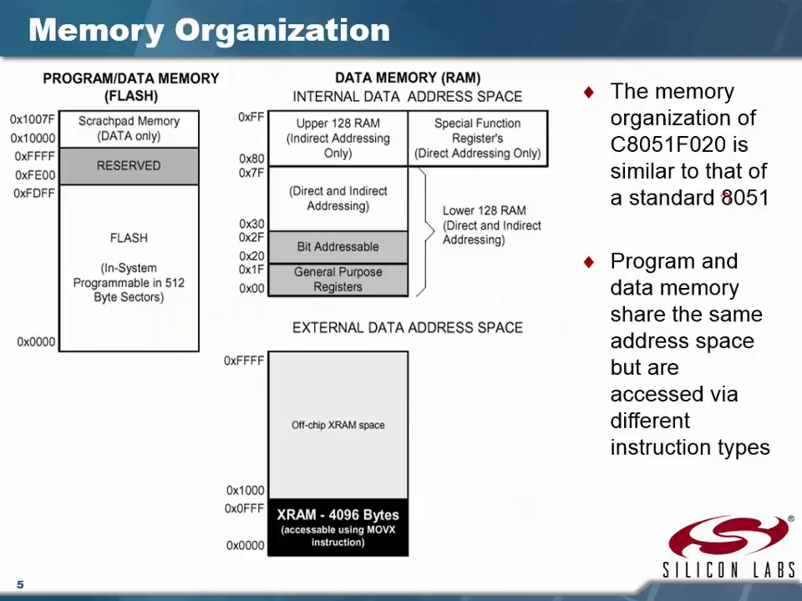Okay, memory organization. And again, we're getting back to that. This is for the F20. We're using the F850. It's very similar. There's not a set of slides out there for just the 850. The differences are minor between them. But as we look at this, we have our program flash memory. This is our program memory. And this is our data memory internal to the chip.